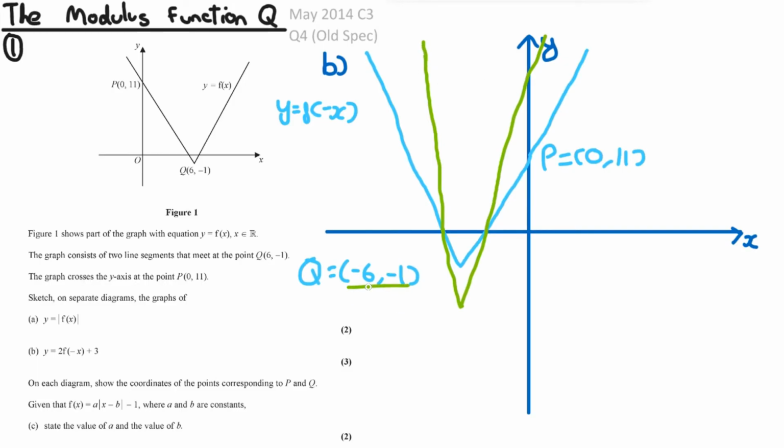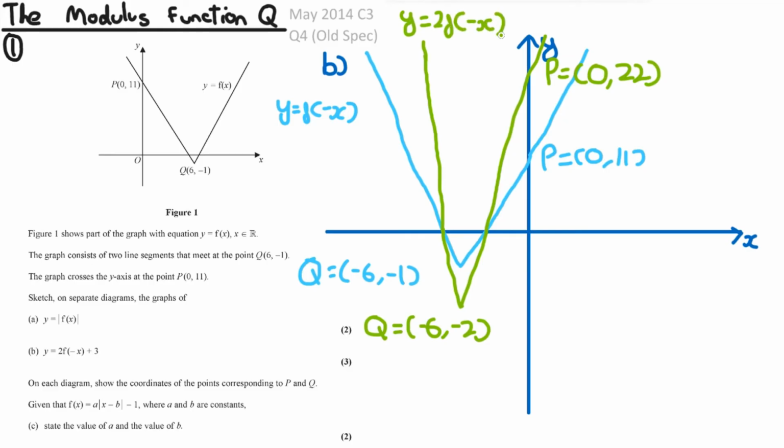This point here is still going to be minus 6, it's still the x coordinate, but now it's 2 times as big, so this is now going to become Q is equal to minus 6, minus 2. And then the P point here, it was originally 0, 11, but we stretched it 2 times in the y-axis, so this is now going to become P is equal to 0, and then 11 times 2 is 22. So this is the transformation y is equal to 2f of minus x.